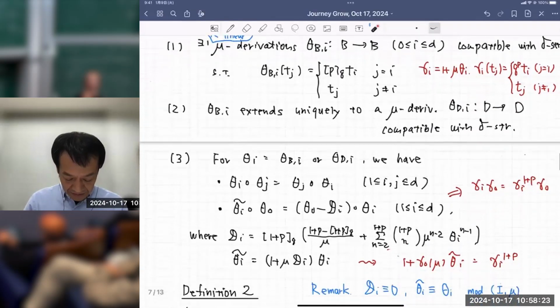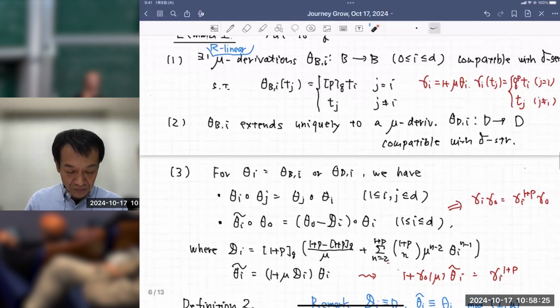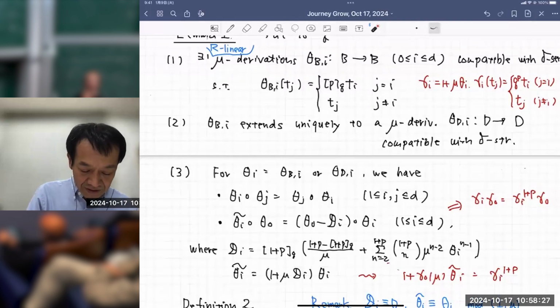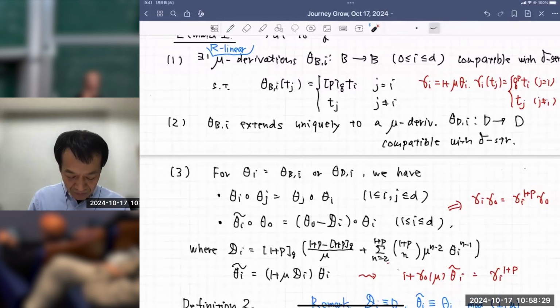This is relatively easy, but the difficult part is the relations between them. If i and j are not equal, then this operator commutes.